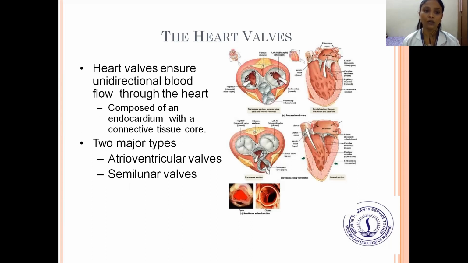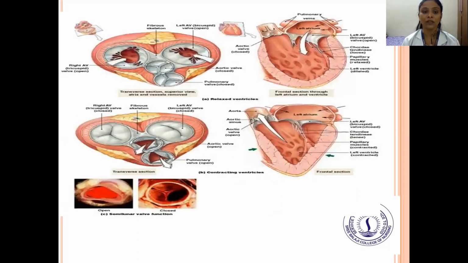And next, coming to the heart valves. Heart valves ensure unidirectional blood flow through the heart. They are composed of endocardium with a connective tissue core. Two major types are atrioventricular valves and semilunar valves. Here you can see in this picture the open and closed section of the valve and its function. That is the fibrous skeleton, right atrium, left atrium, aortic valve which is closed, and you can see the bicuspid valve, the frontal section, transverse section, and the relaxed ventricles. This shows A, B, C, and D.